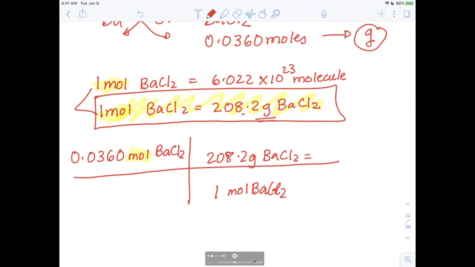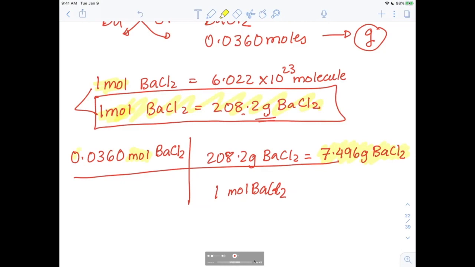Okay, so I have my number, 0.0360, times that, and I get 7.496 grams of barium chloride. So what they're saying here is you can get to a mole by either counting atoms, which you can't even see. So the idea of counting it to get to the mole is a dream. Theoretically, it sounds like it can be done, but it's very difficult to do. The easier way to get to a molar amount of substance is by weighing.